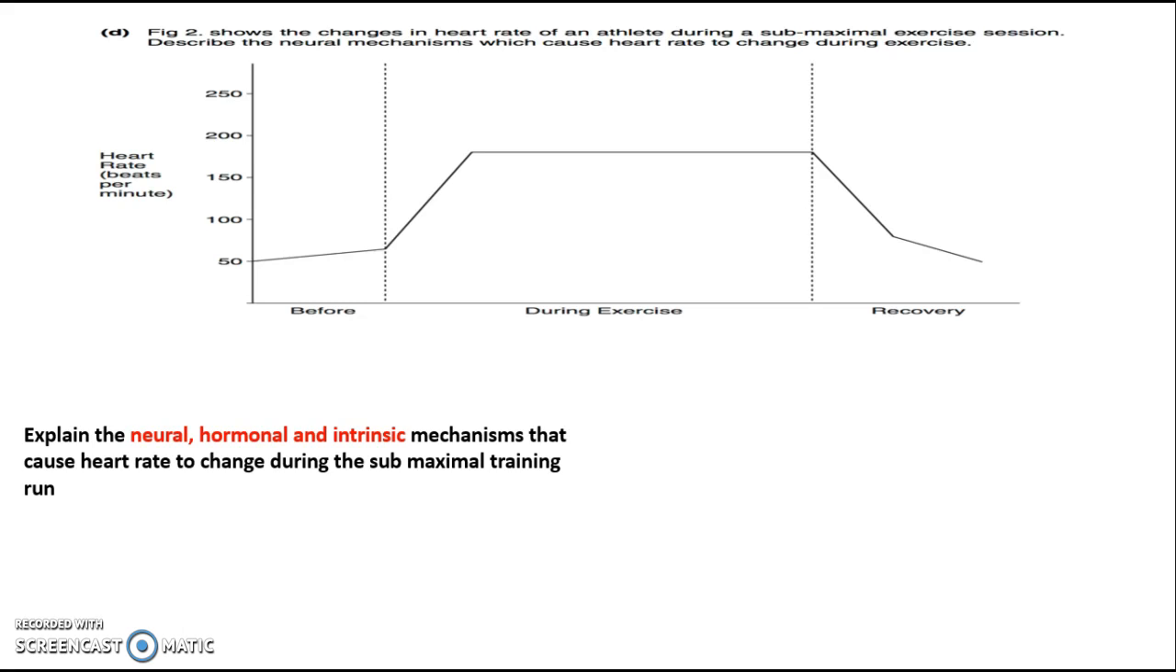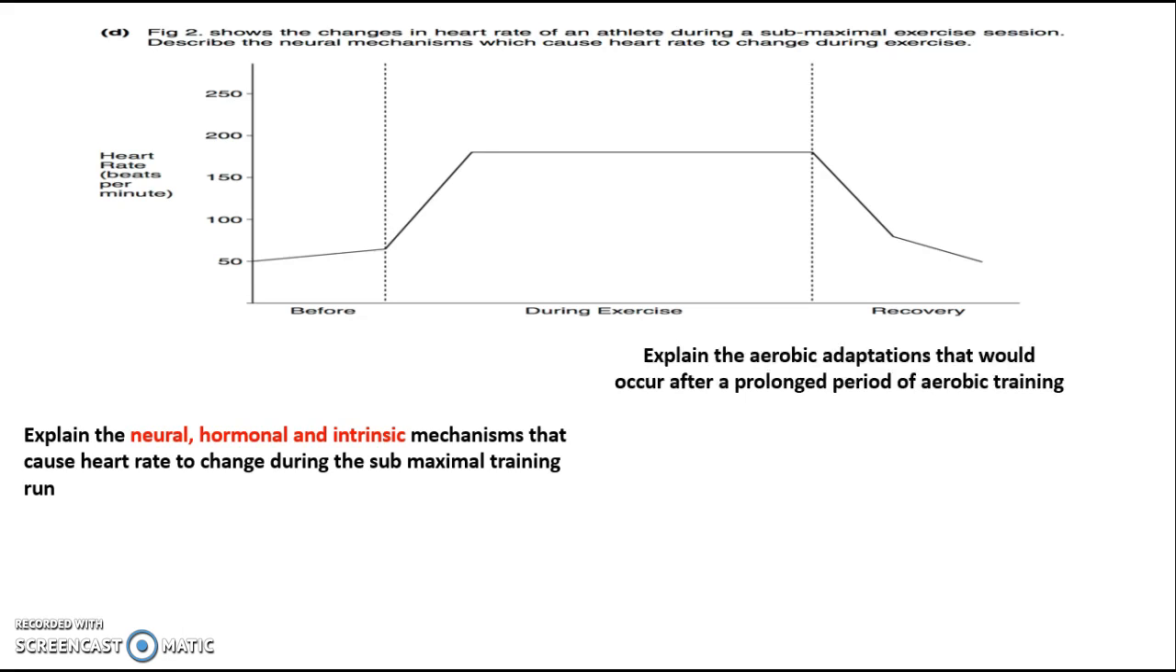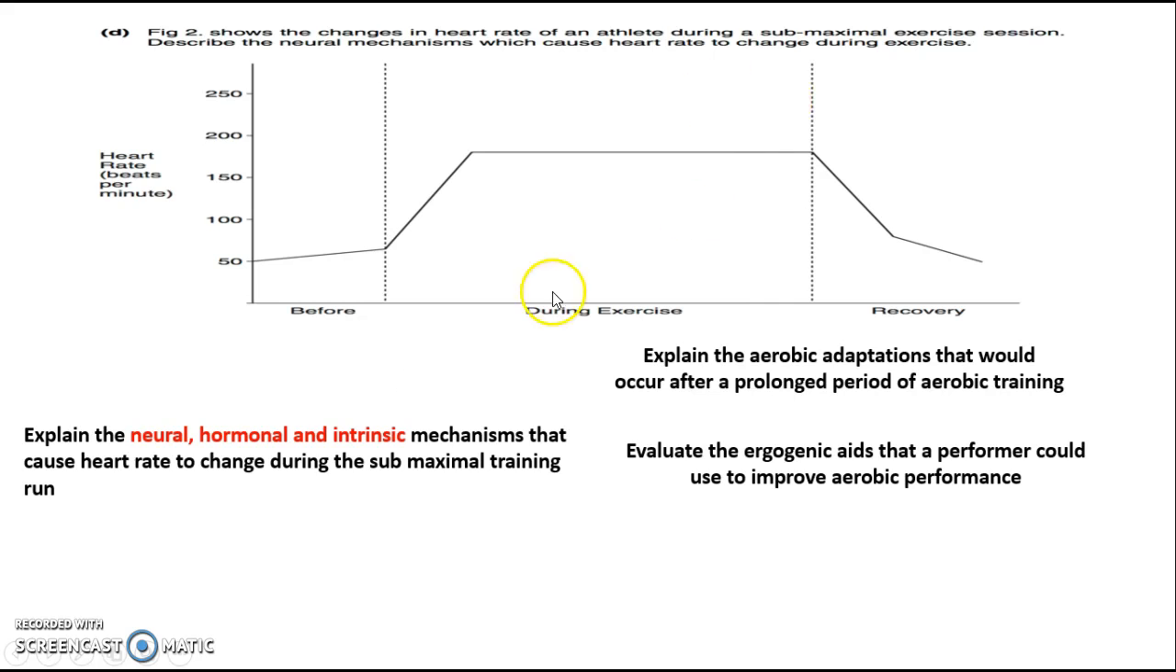Now on top of that, there's three second parts that you could get. There could be more than that, but I'm just going to give you three examples. First one could be linked to explain the aerobic adaptations that will occur after a prolonged period of submaximal aerobic training like this, like a 12-week period, 8-week period, somewhere around there. Second thing it could be, if somebody is doing a submaximal aerobic training session, evaluate the use of ergogenic aids that could improve performance for the aerobic athlete or the submaximal training athlete.